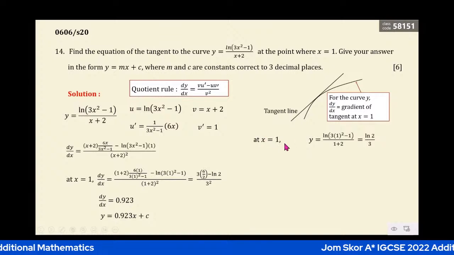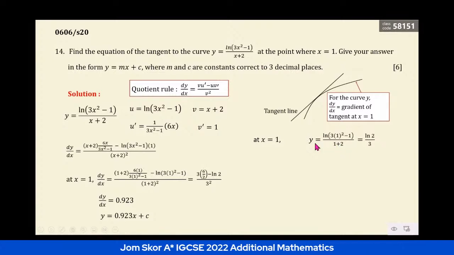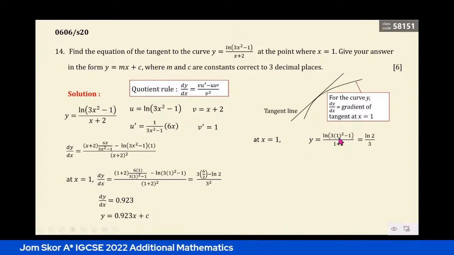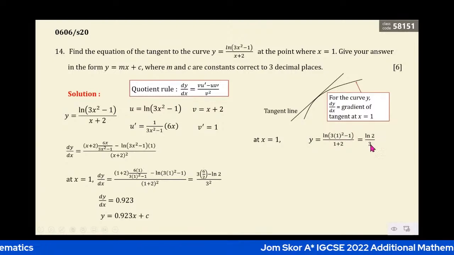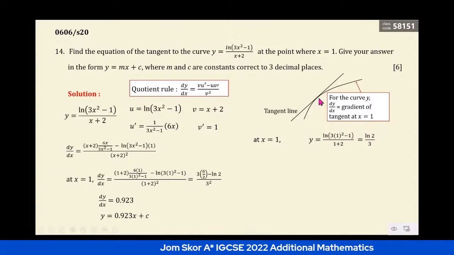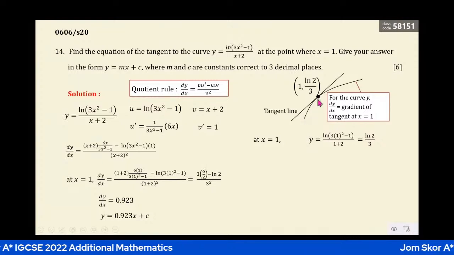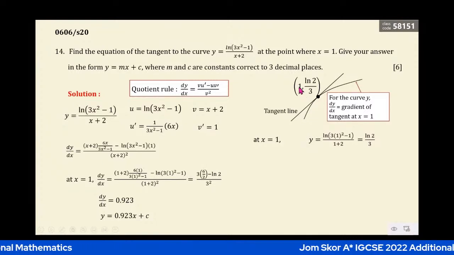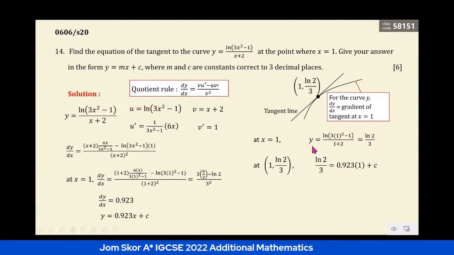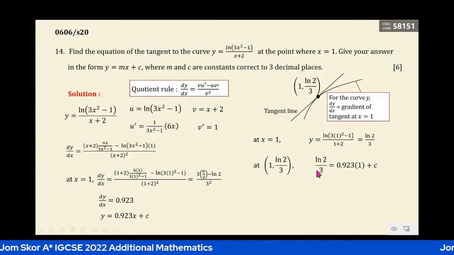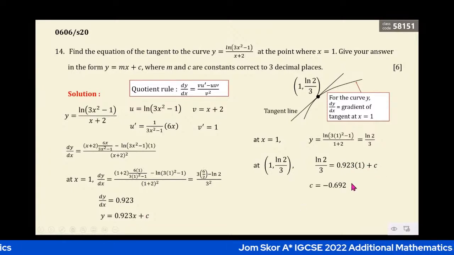So you can find y by substituting x is equal to 1 into your curve. Alright, so y is equal to, wherever there is x, replace with 1, and then you will get ln 2 over 3. So the point (1, ln 2 over 3) is actually here, at this point where the tangent line meets the curve. Right, so this is your x, this is your y. All right, so you substitute into this equation. So y is ln 2 over 3, x is equal to 1, therefore you can find c.